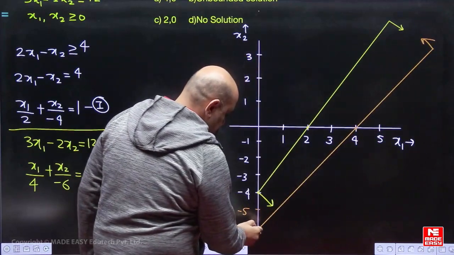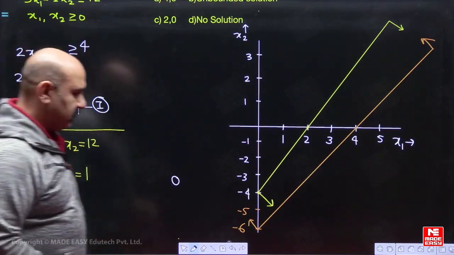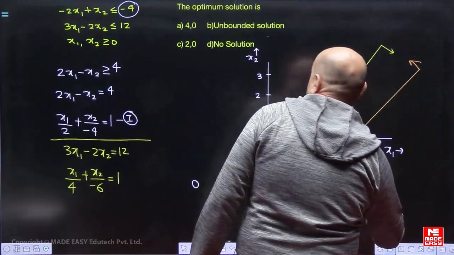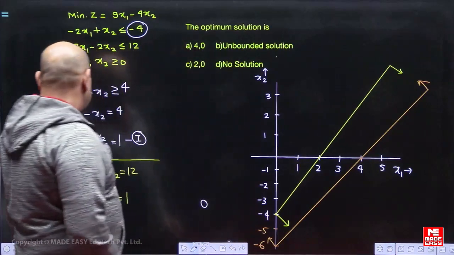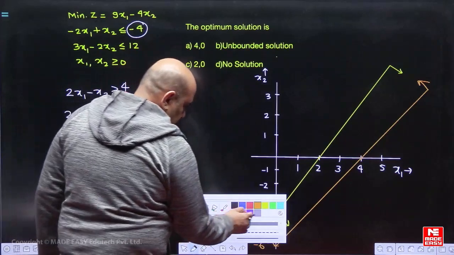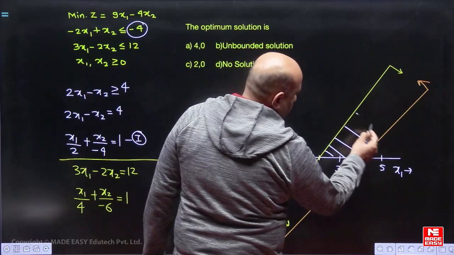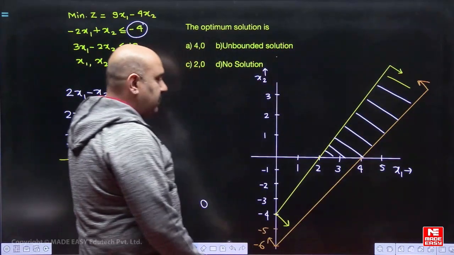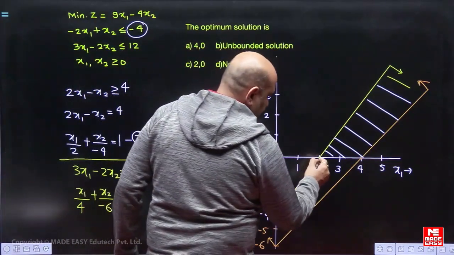Now here the summation is less than, so it should be towards origin. But see the condition is x1, x2 both should be greater than equals to 0, so we have to take the positive value only. So the feasible region will be this one upper, and that will go up to infinite. इसी तरह बढ़ता जाएगा, that will go up to infinite. But the problem is for minimization. The minimum point will be at the inner boundary.